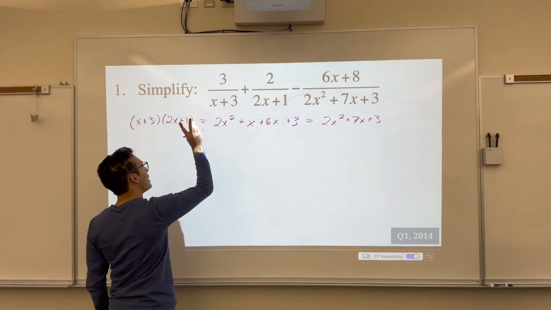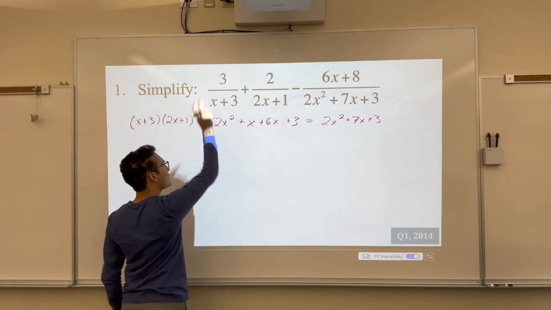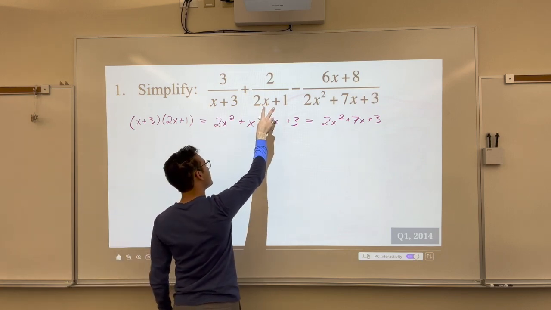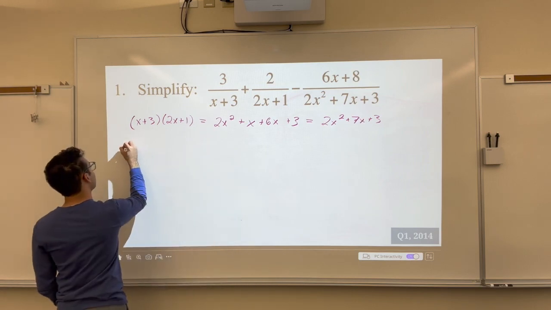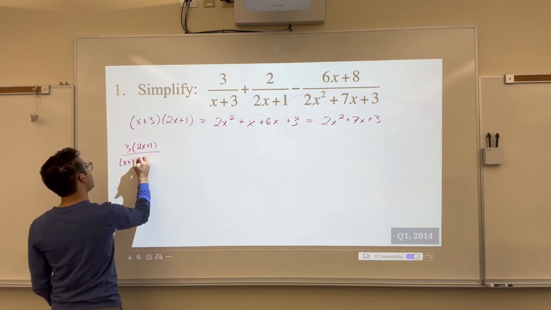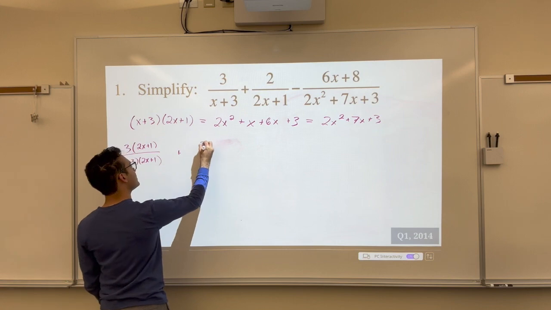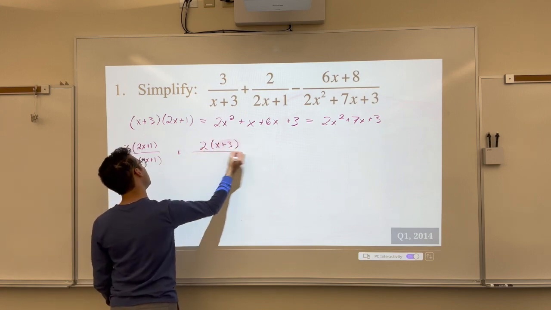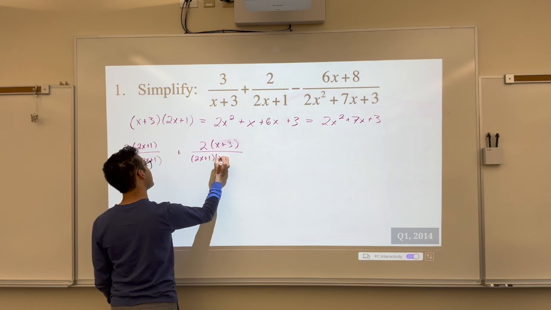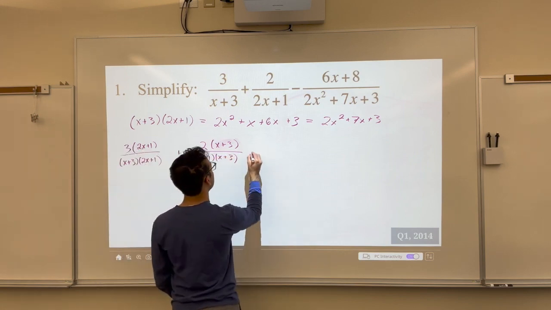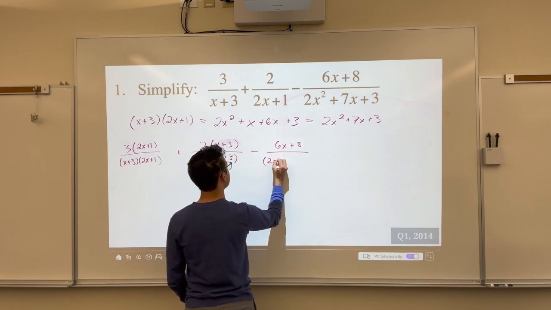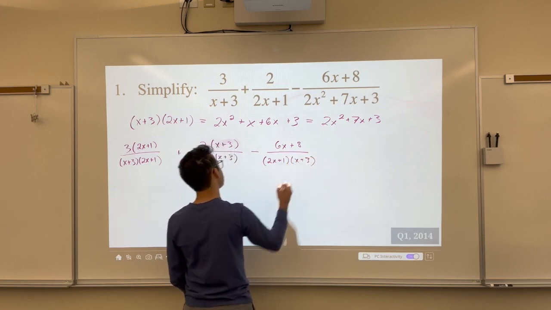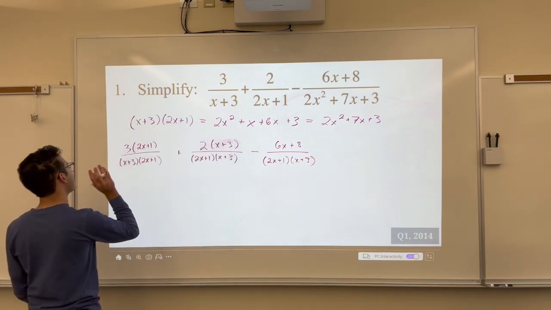So in order to get a common denominator, all we need to do is multiply this one by 2x plus 1 over 2x plus 1, and multiply this term by x plus 3 over x plus 3. So let's go ahead and do that. So we have 3 times 2x plus 1 over x plus 3 times 2x plus 1. And then we have 2 times x plus 3 over 2x plus 1 times x plus 3. And then finally we have minus 6x plus 8 over, and then of course this one is 2x plus 1 times x plus 3. So now that we have a common denominator, let's go ahead and do some simplification.